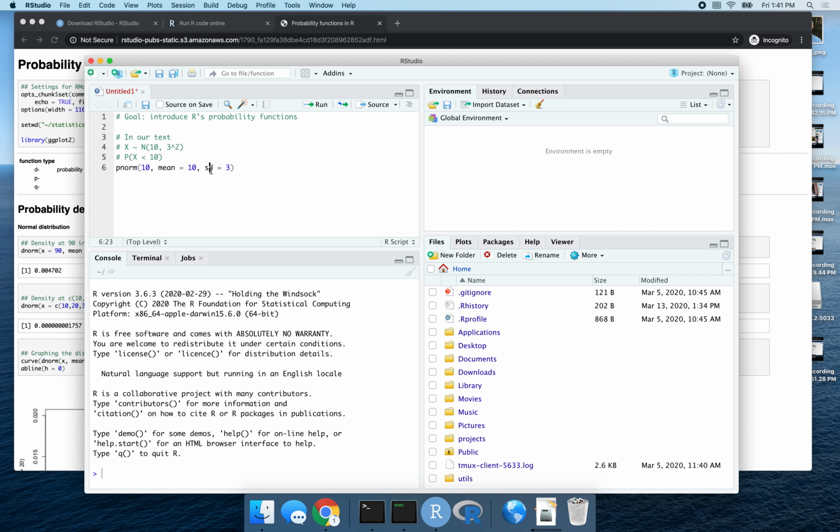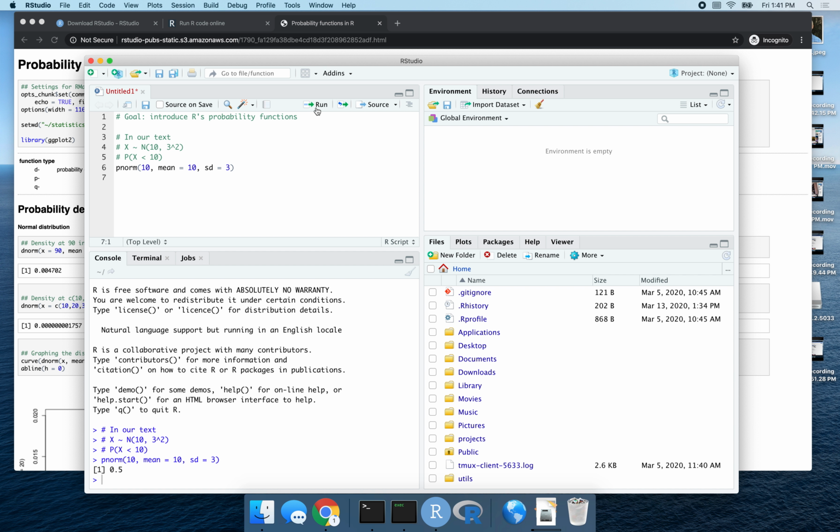Okay, now we want to run this line. I wrote it in the text editor, and I can just go over here and click run. So this equals 0.5 as we expected. So here's how we calculated it. No need to use a z-score and look up a table and all that stuff. We can just do it directly. So that was one example.